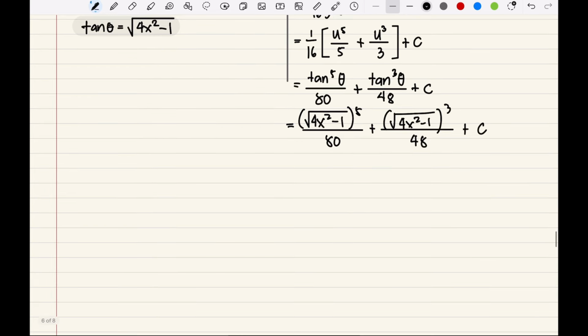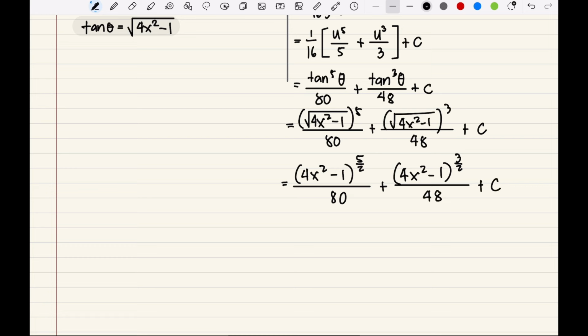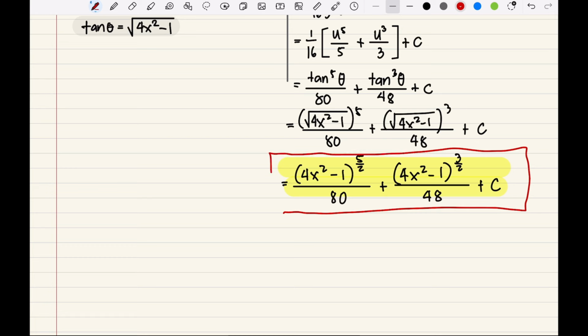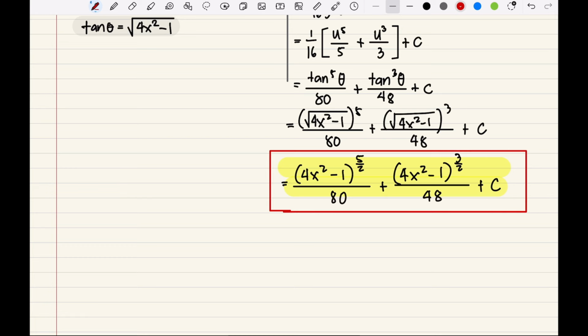And then simplifying, we have 4x squared minus 1 raised to 5 halves all over 80, and then plus 4x squared minus 1 raised to 3 halves all over 48 plus c. And this is now our final answer for this particular problem. Now, this equation can also be simplified into many other forms, but that is left for the student to explore. So we can set this as our final answer.